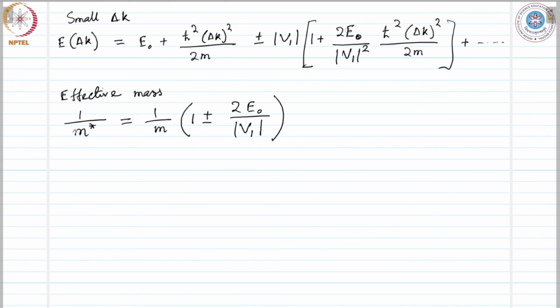For weak potentials, small potentials, and for small values of delta k, we can perform this kind of an analysis to arrive at this kind of an expression for the effective mass of the system, of the quasi-particles. In case of small energy gap, so twice V1 is the energy gap, if this one is much smaller than E naught, then the effective mass is also expected to be small.